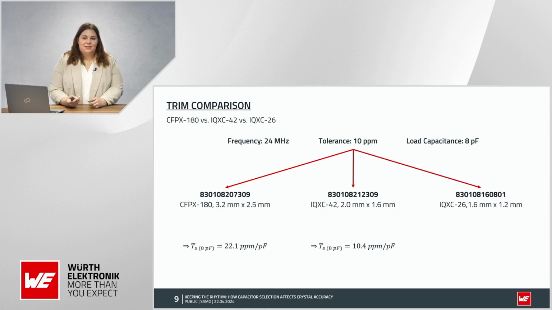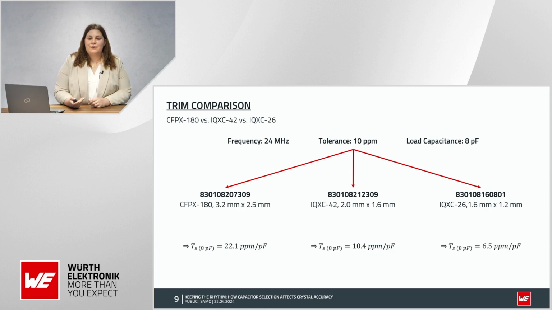And then last but not least, we have a really small one, 1.6 by 1.2 millimeters. One of the smallest ones we have in our portfolio. There we have a trim sensitivity of 6.5 ppm. So in this case, you could be a bit wrong with your design, you could be slightly off with your load capacitance, but you might end up still within specification. But you see as well, it's close. If you're a bit further away than 1 picofarad, you might end up out of the specification as well.